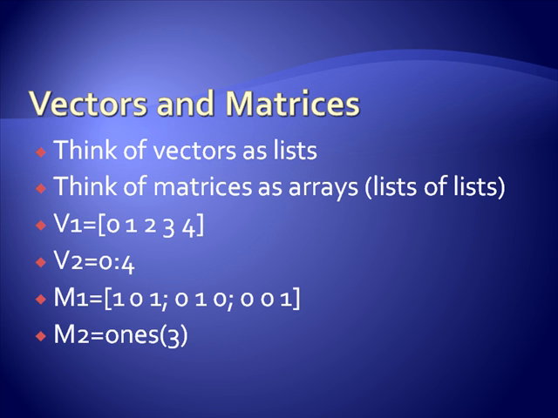For example, ones(3) gives me a 3 by 3 matrix filled with 1s. There's a similar thing for zeros, and there are many other commands for creating specialized matrices.